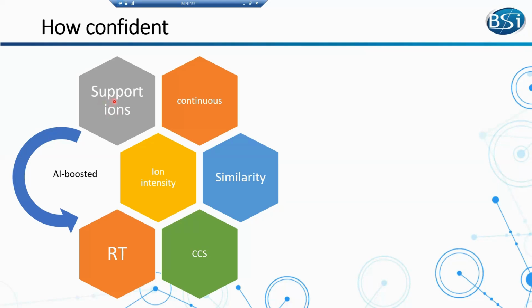For the support ions, PEAKS also has some requirements. Usually the first one is that if you find continuous support ions for one sequence, say I have the sequence ABC, and then I find B1, B2, B3 in a row, I will say okay, this is a good match since the signals are continuous. In PEAKS, we call this the tag lines.